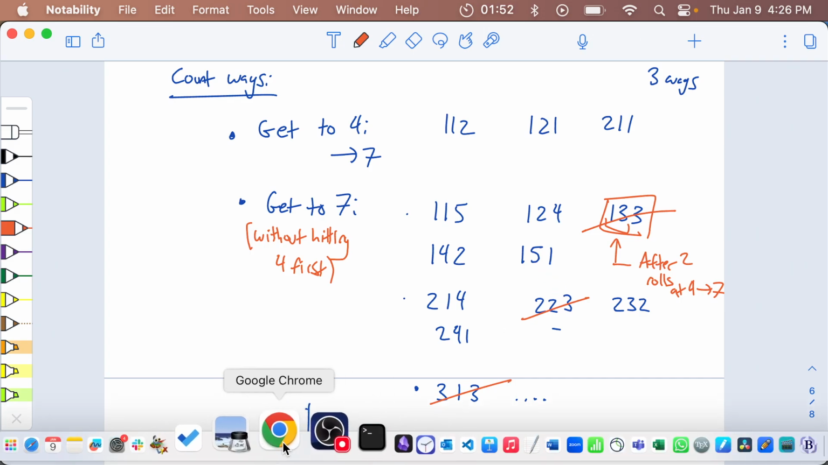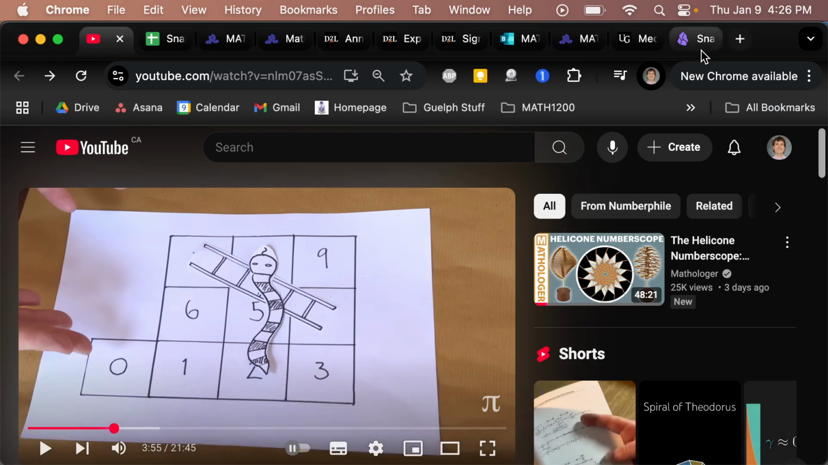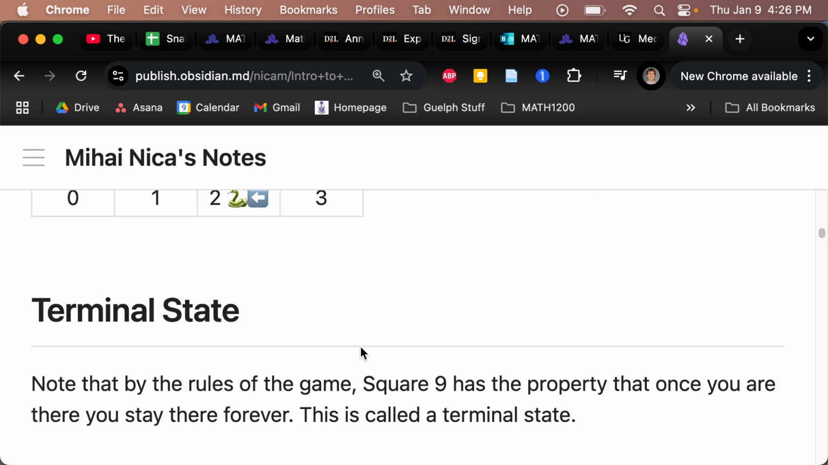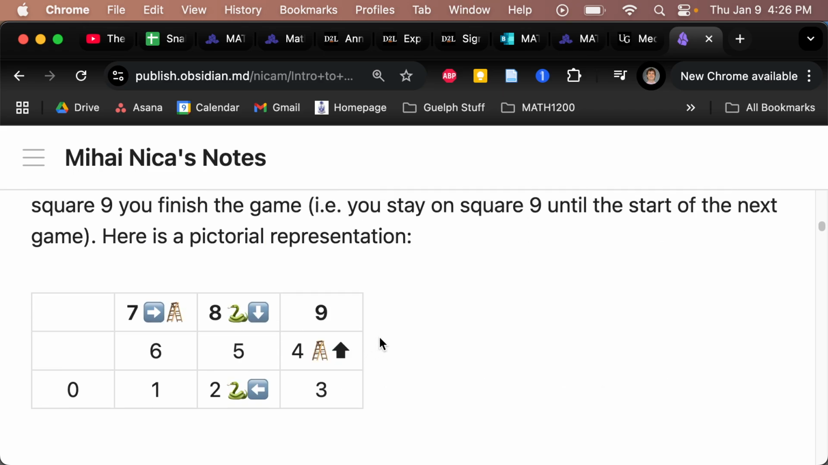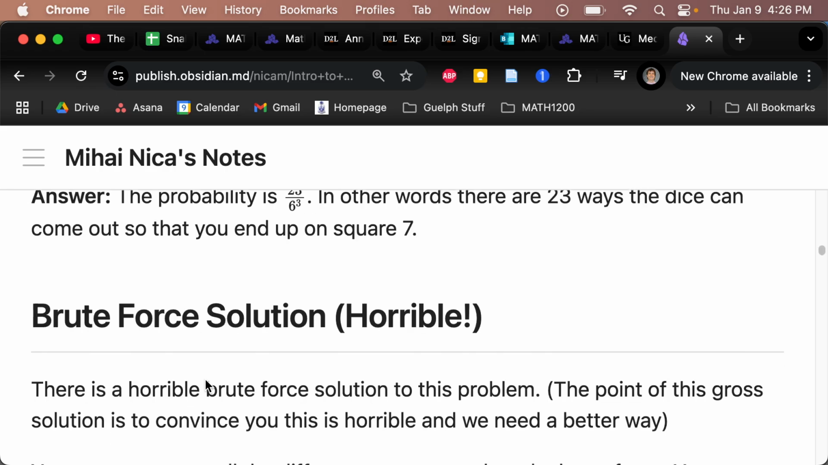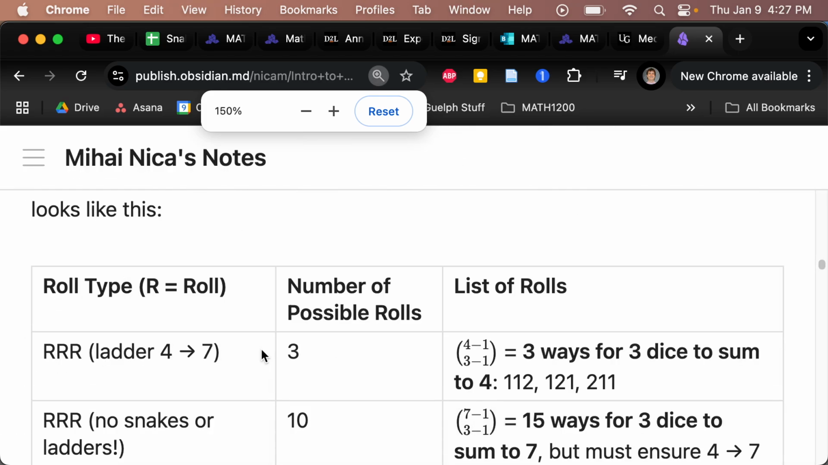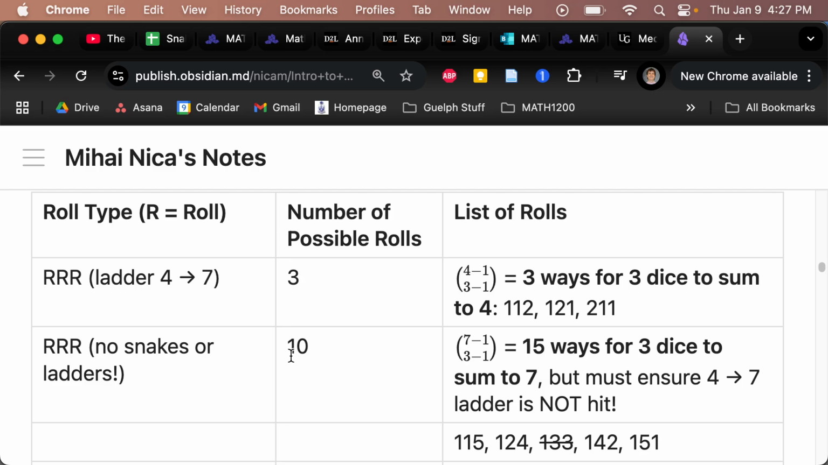All right, yeah, I guess there's other ways, and in the benefit of me not spending too much time writing down all these ways, let me just show you the website, which has all the ways. Here it is. Okay. Snakes and ladders. Here's the board written out with emojis. So here's the snake that takes you from 8 to 2, the ladder that takes you from 4 to 7.